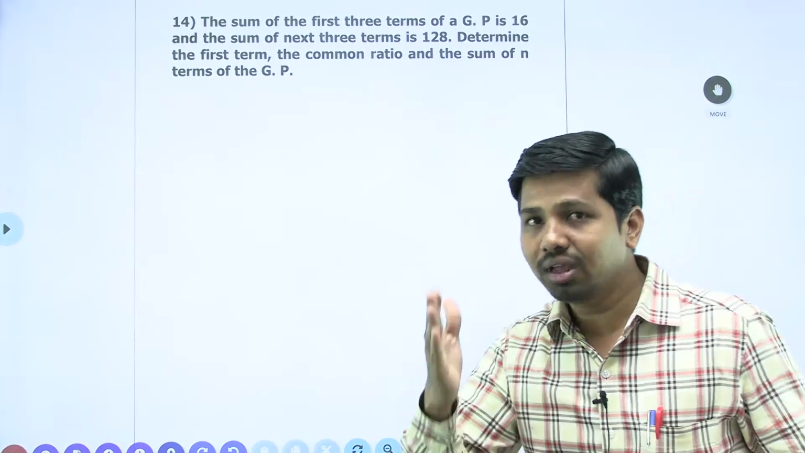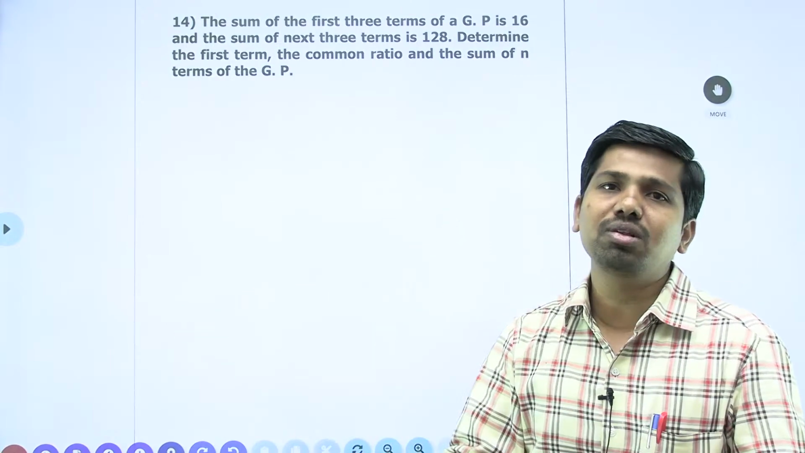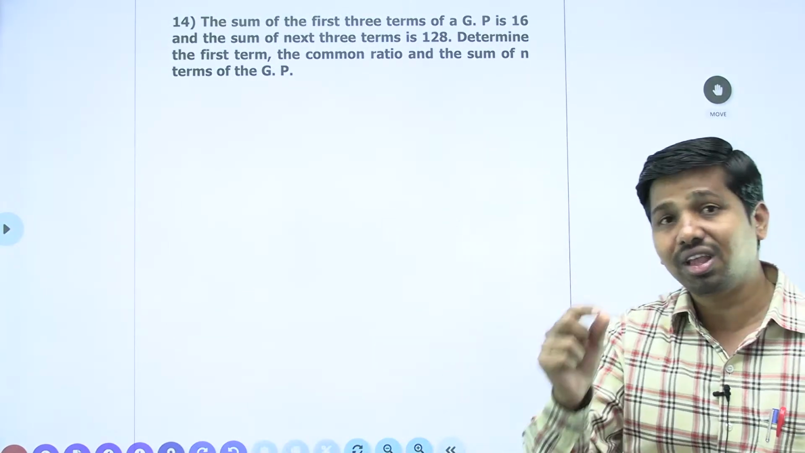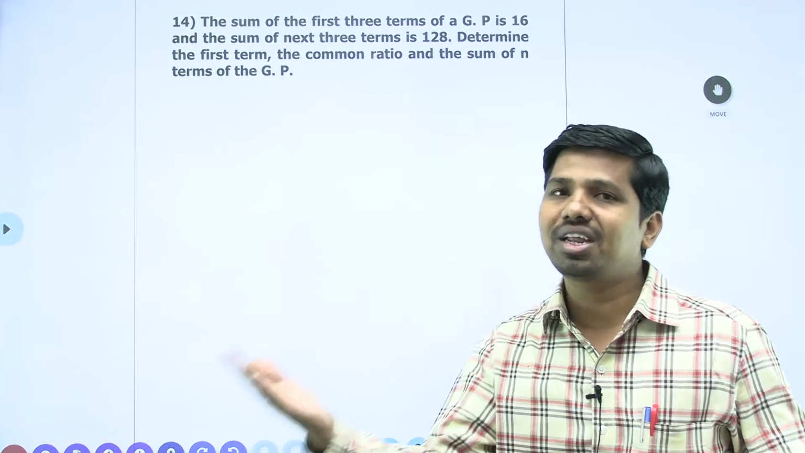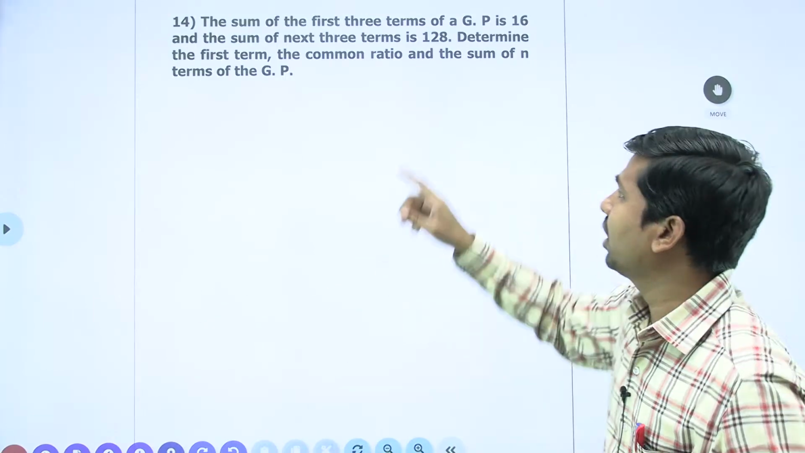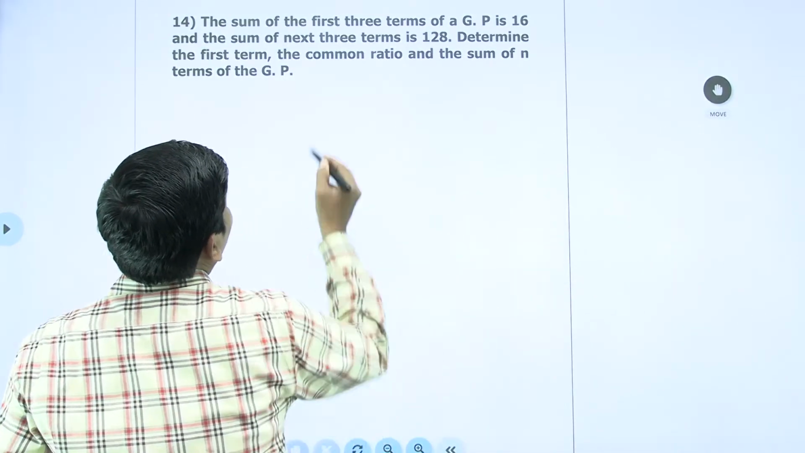What is the general term? A, AR, AR square and so on. If he has not given the product, the terms we should take in the general form of a geometric progression, that is A, AR, AR square, AR raised to 4. If he has given the product also, in that case, 3 terms have to be taken as A by R, A and AR.